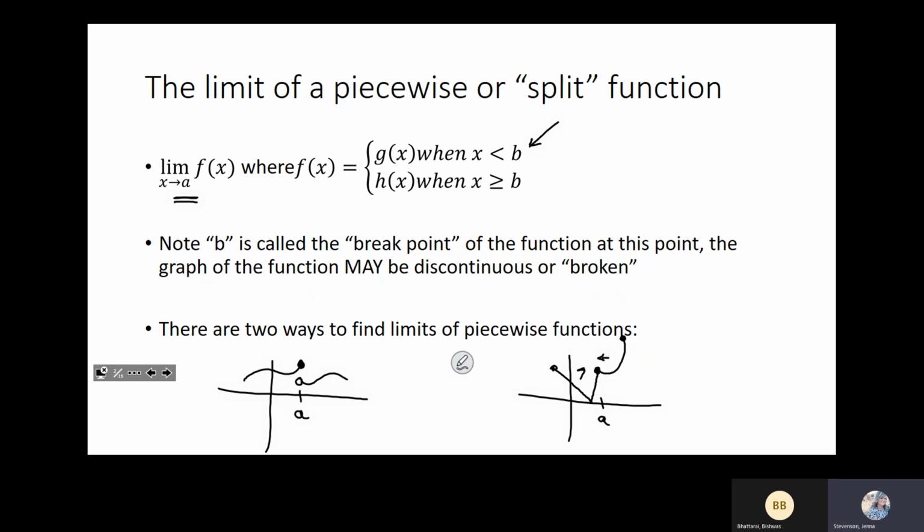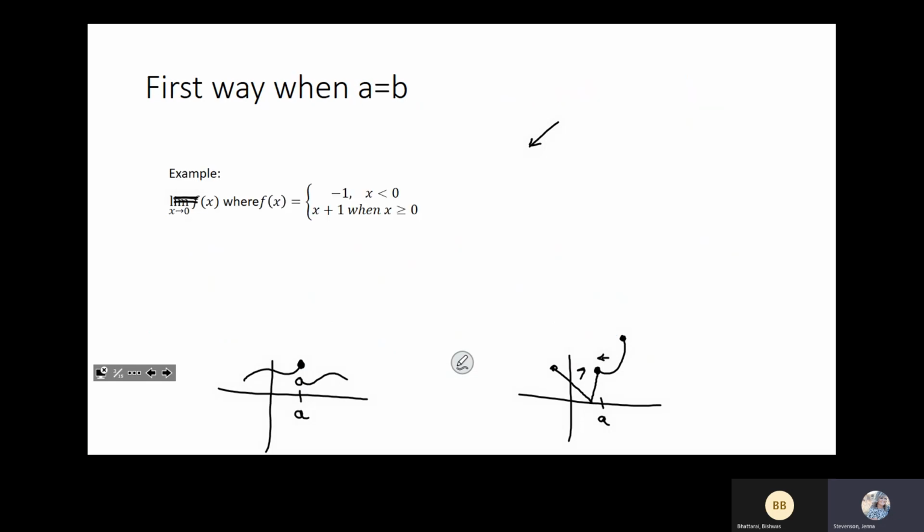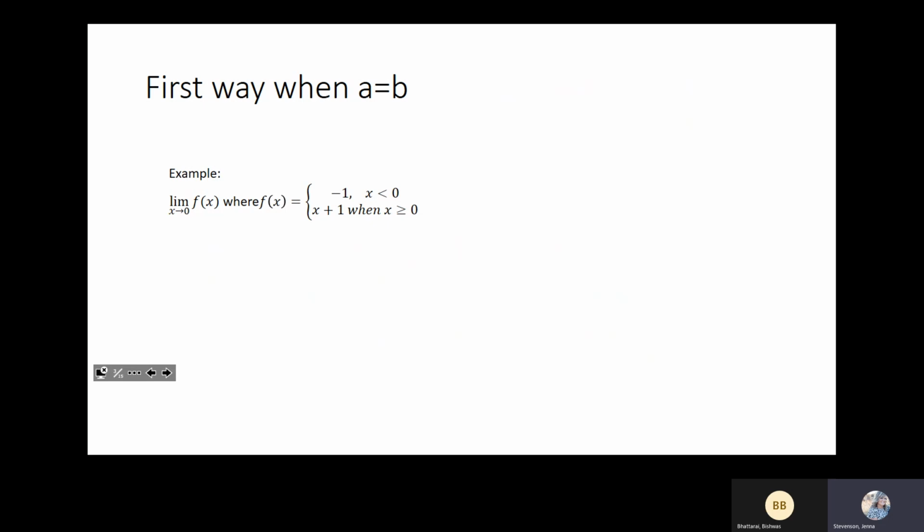Okay. One thing to keep in mind, b in here is called our breaking point. So this would be B if I wanted to know. It's where the graph potentially might break, okay? So B is our break point of the function, and at this point, the graph may be discontinuous or broken. So that's why we call it the break point. There are 2 ways to find limits of piecewise functions. The first one, as you have on your notes, is when our x is approaching and the A value is the same as our breaking point.